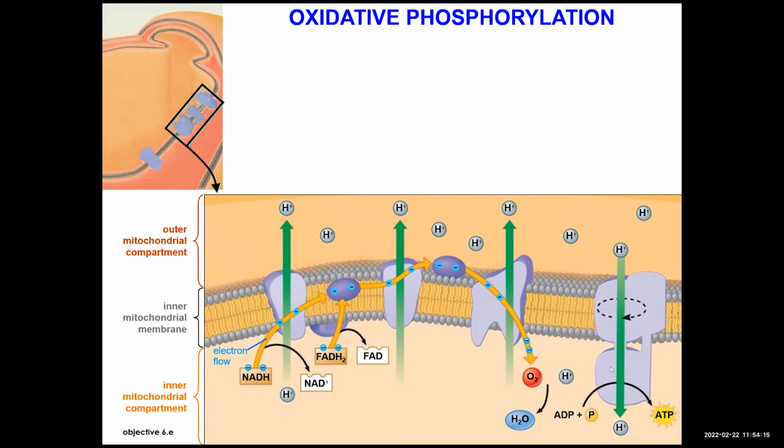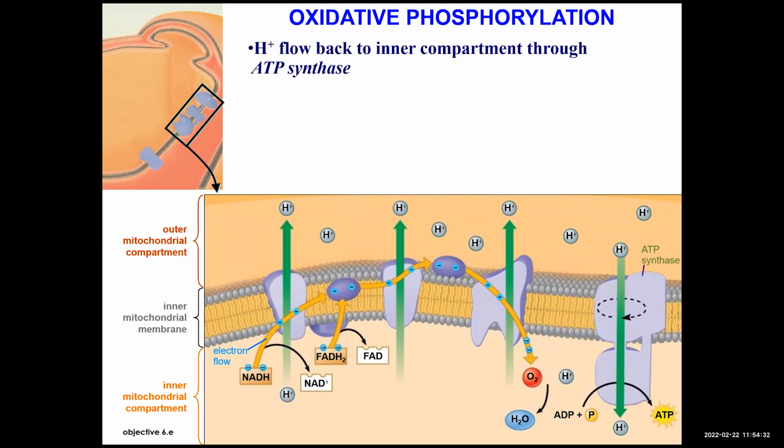What we're going to do is we will use facilitated diffusion to harness their movement. So they want to move back. They want to move from high to low. They cannot move by themselves. So we have a special protein called ATP synthase that allows them to move across the membrane by facilitated diffusion.